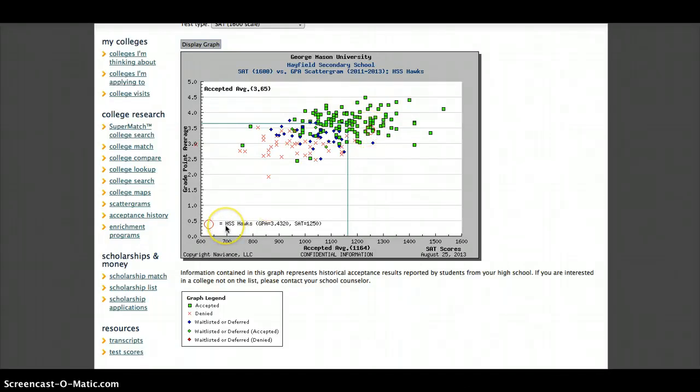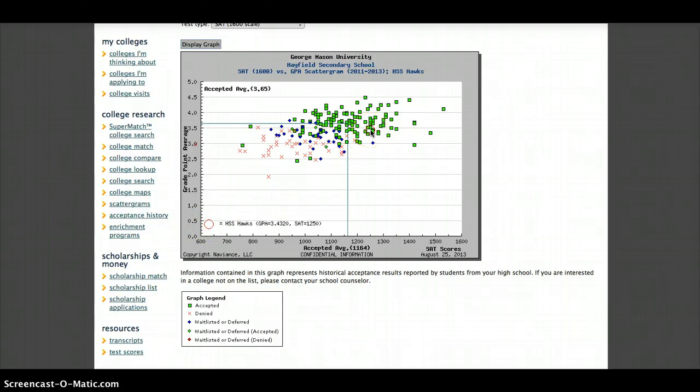Down here you'll notice that it says HSS Hawks. This is the fake student account that I have. It would say your first name, last name. And then it tells you what your GPA and your SAT score is. Side note, if you've taken the SAT more than once, the SAT score that it reports for you will be your highest reading and your highest math scores, even if they were at 2 different times. So if the SAT score you see there doesn't look quite right, that's probably why. And it shows you that your place on the scattergram is indicated by a red circle.